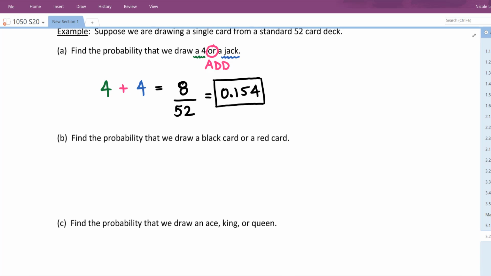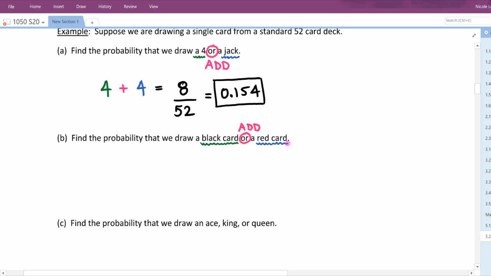Okay, so then now let's look at part B, asking us to find the probability that we draw a black card or a red card, black or red. So again, we see the keyword of or. Okay, so then that's going to tell us to add. Whenever you see or, we'll add. Okay, and then the two events that we're dealing with here is drawing a black card. That's one of our events. And then the other event is drawing a red card.